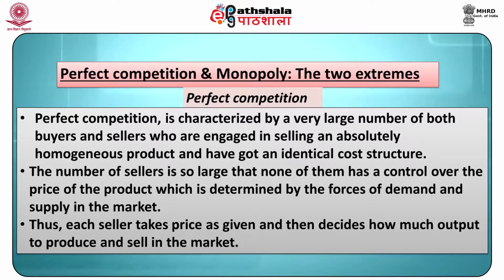Thus, each seller takes price as given and then decides how much output to produce and sell in the market. Further, under perfect competition, the entry as well as exit of firms is absolutely free. That is, there is no restriction of any kind on the firms to enter or exit the market. Thus, perfect competition is a market structure where there are 0 barriers to entry of any kind.